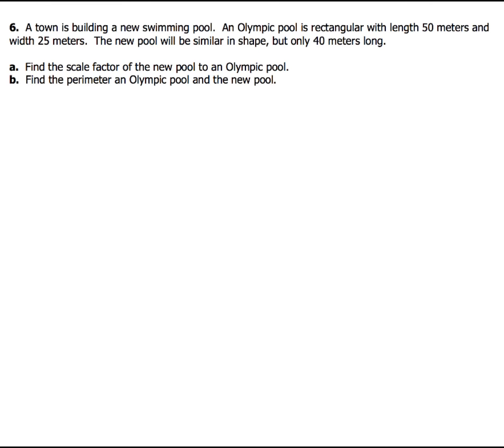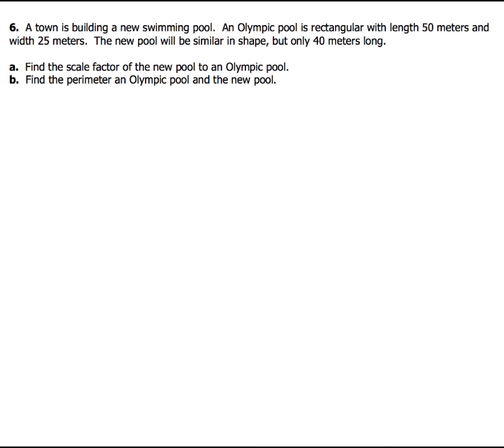We have two things to do. A, find the scale factor of new pool to the Olympic pool, and B, find the perimeter of an Olympic pool and the new pool. So that shouldn't be too bad. Now one of the first things that you always want to do in a problem like this is make sure you draw a model to represent the situation, because we've got plenty of information here.